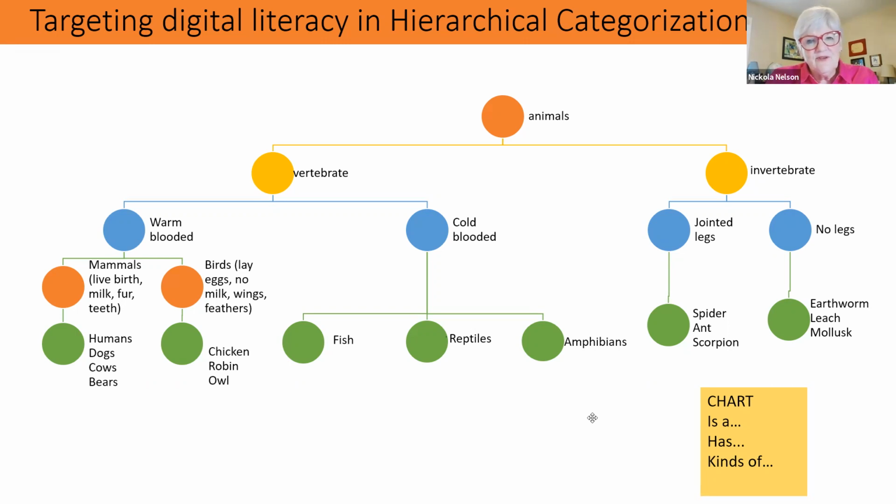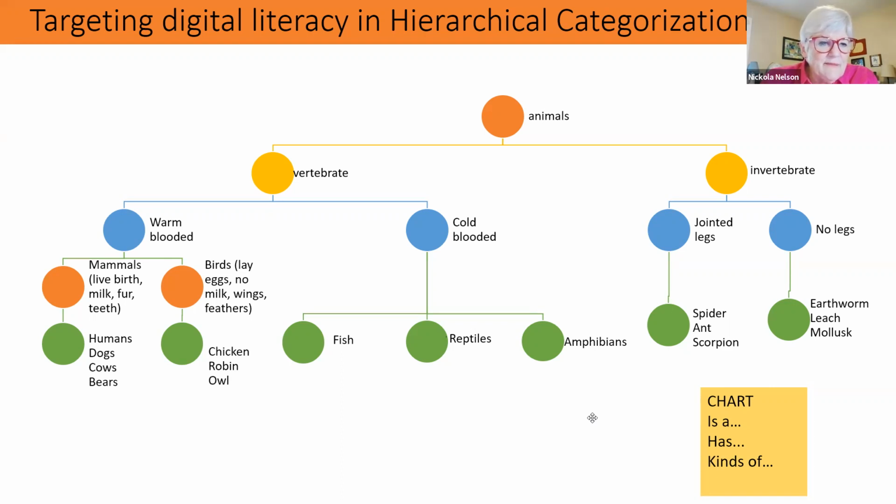And the way you teach students to use this is, as they're learning about how animals might be categorized, for example, what are two kinds of animals? The two main categories of animals are vertebrate and invertebrate. What does a vertebrate animal have? Well, it has a backbone. An invertebrate does not. And then what kinds of vertebrate animals are there? Well, they're warm-blooded and cold-blooded.